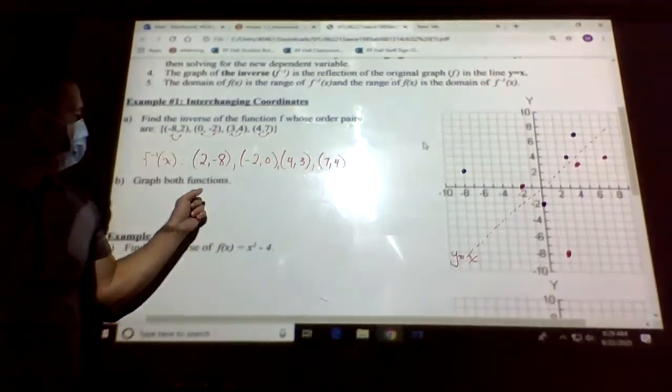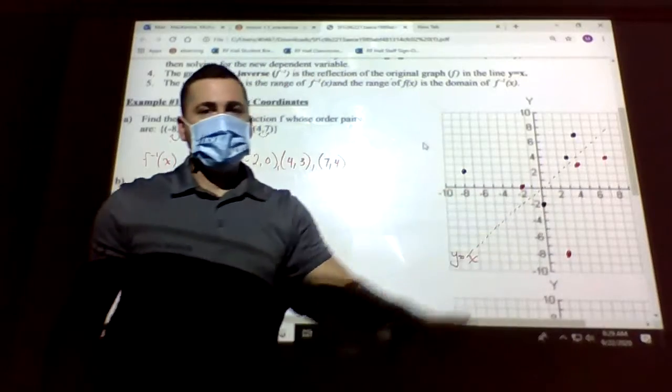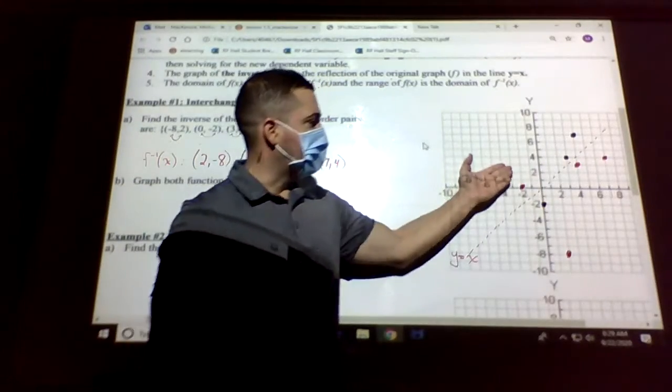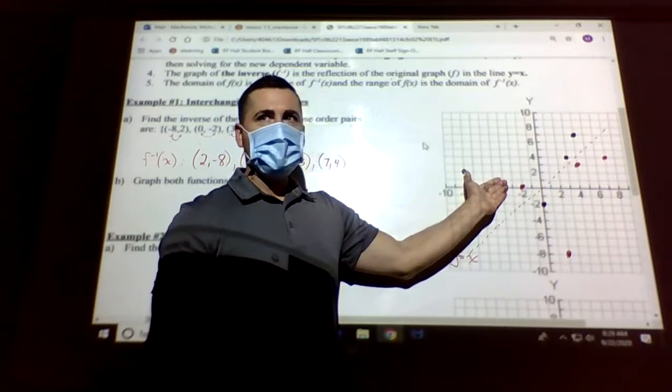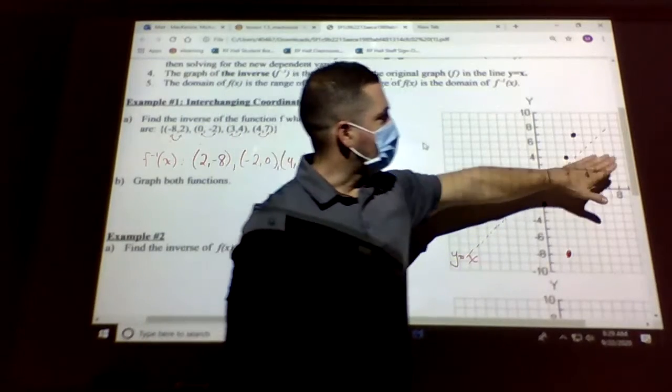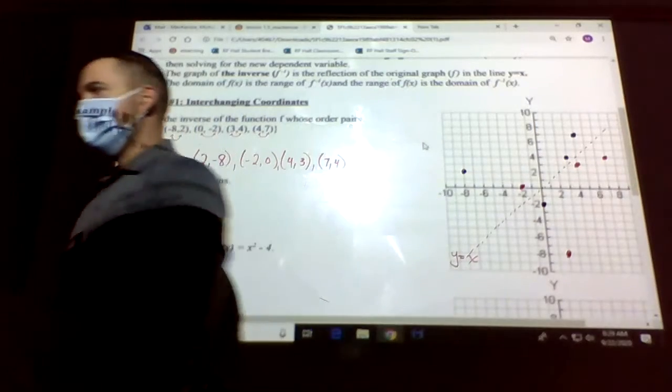Okay, so then part B says to graph it. So the first part we're graphing is the black dots. You can see it gets reflected. So this point here gets reflected over the y equals x. Okay, likewise, these ones get reflected over the y equals x as well.